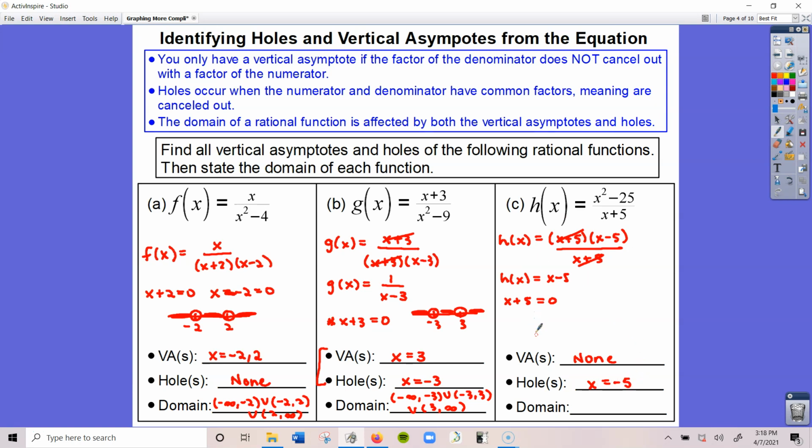Now the domain. Like I said in the previous ones, the domain is affected by both the vertical asymptotes and the holes. So this hole here is an excluded value. So that means that my domain is going to be all real numbers except for negative 5. So my domain is going to be from negative infinity to negative 5, union negative 5 to infinity.